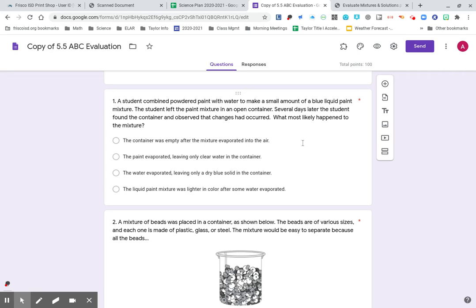The container was empty after the mixture evaporated into the air. The paint evaporated, leaving only clear water in the container. The water evaporated, leaving only a dry blue solid in the container. The liquid paint mixture was lighter in color after some water evaporated.